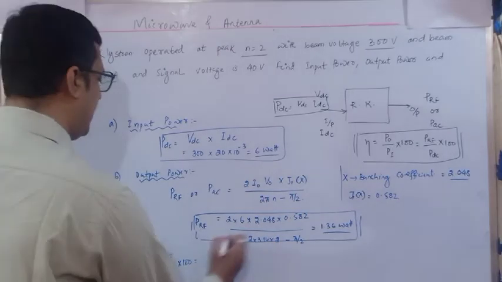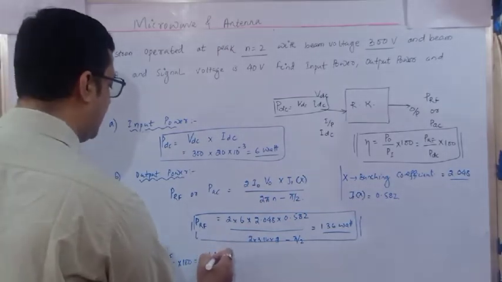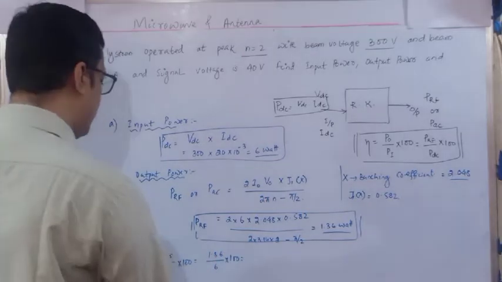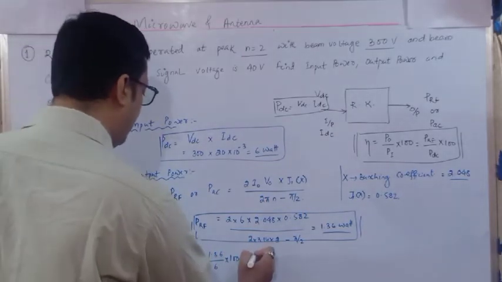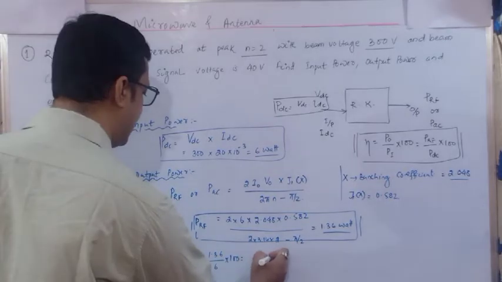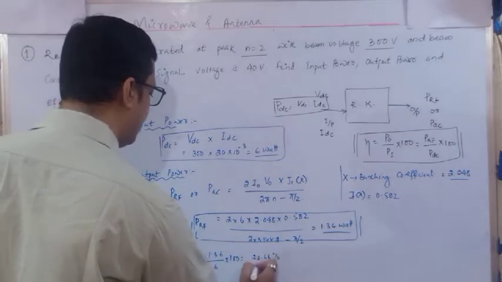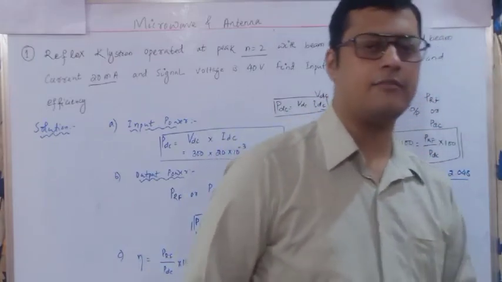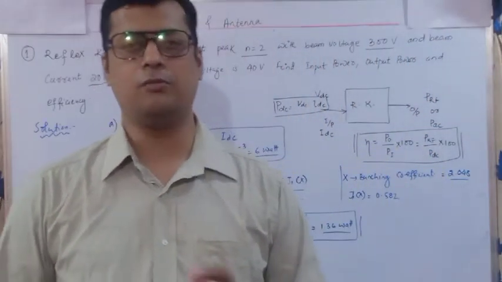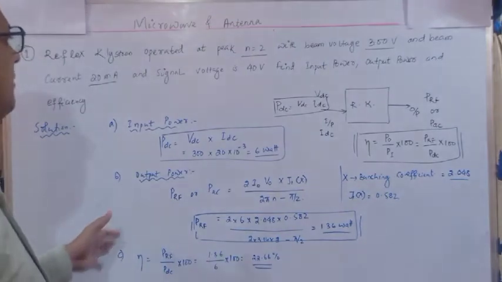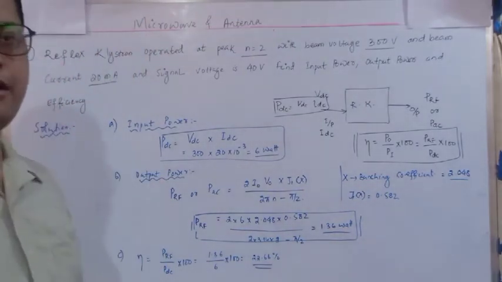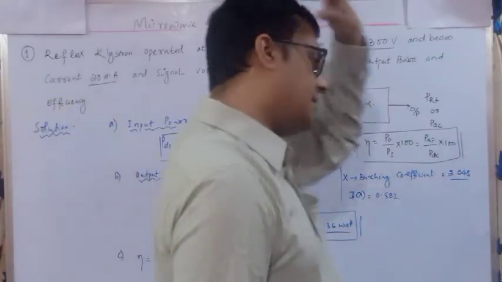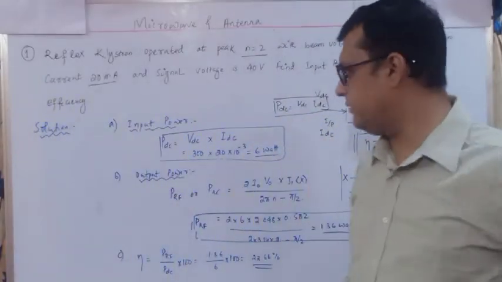Okay, so PRF is 1.36, DC is how much? 6 into 100, which is equal to 22.66%. So this is my efficiency. So this is the simple calculation to determine input power, output power and efficiency for a particular given case of a reflex klystron.